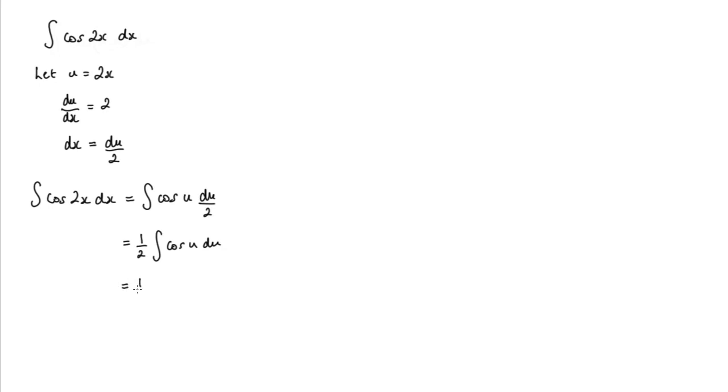So we have a half. The integral of cos u is sin u, plus the constant of integration. And the last thing to do is just to substitute back in for u, and u is equal to 2x. So we get a half sin 2x plus c.